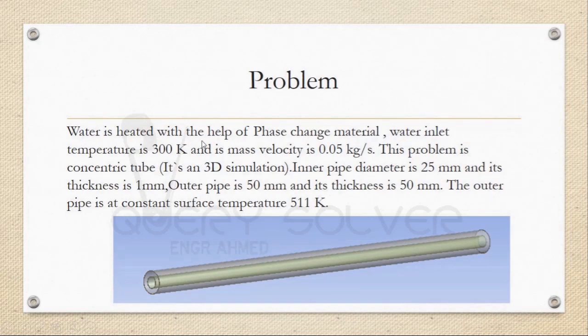Water inlet temperature is 300 K and its mass flow rate is 0.05 kg/s. It's a 3D simulation on ANSYS. Our problem is a concentric tube.